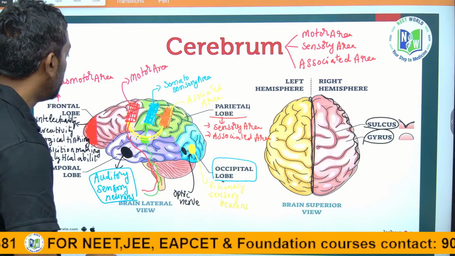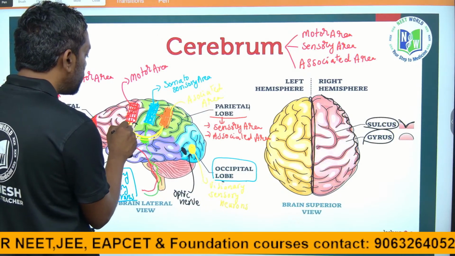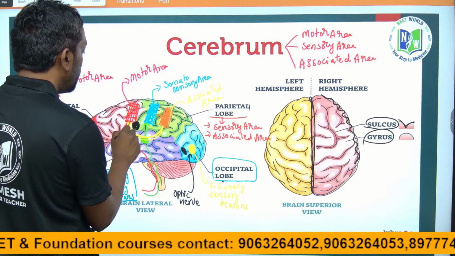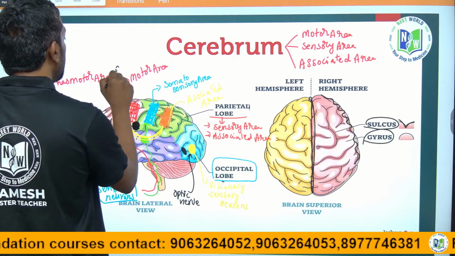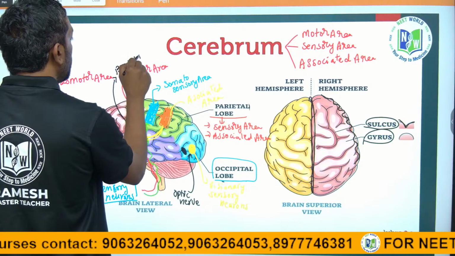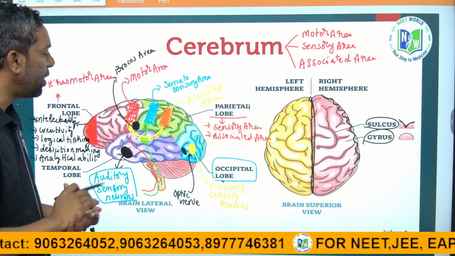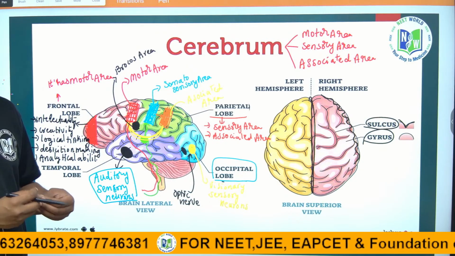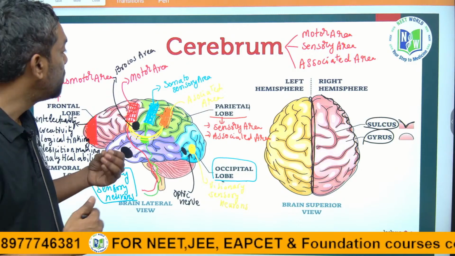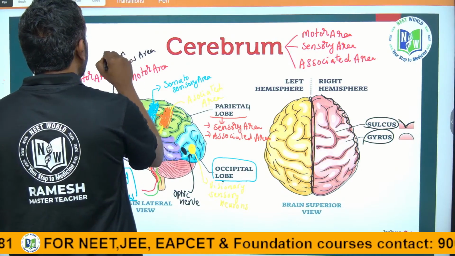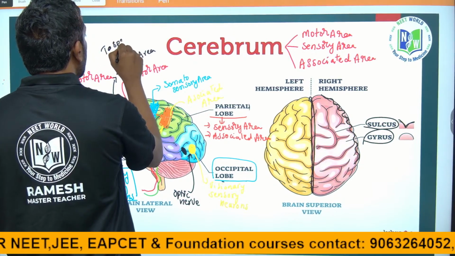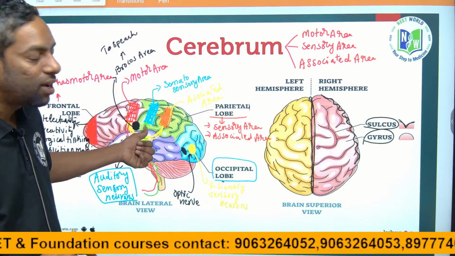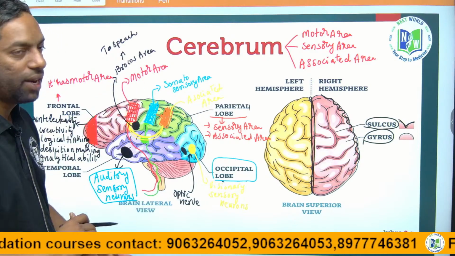There is an area which is Broca's area in the frontal lobe. Broca's area is there in the frontal lobe. It is useful for the response of hearing to speech. The tongue muscles all depend on this Broca's area.